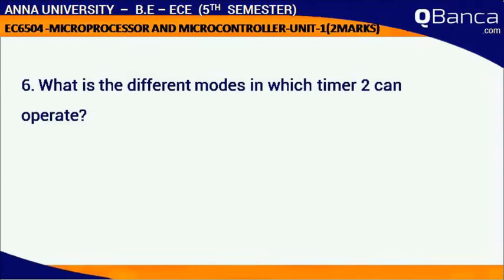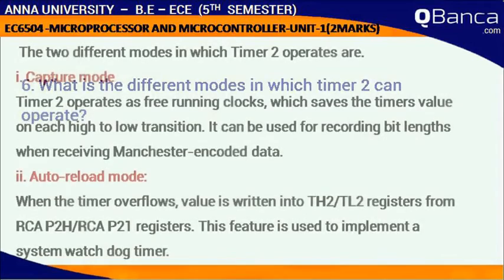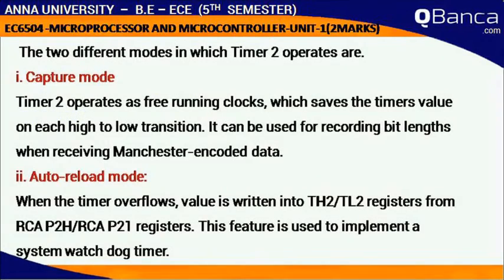The different modes in which timer 2 can operate. The two different modes in which timer 2 operates are capture mode. Timer 2 operates as a free running clock which saves the timer value on each high to low transition. It can be used for recording bit length when receiving Manchester encoded data.